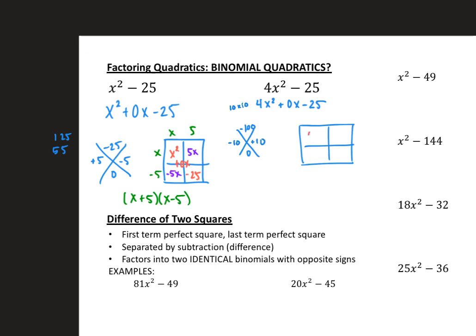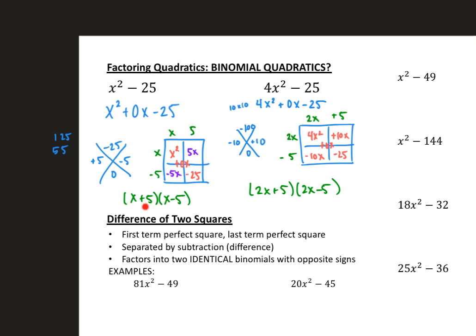So then we have 4x squared plus 0x minus 25. We have positive 10x and negative 10x. And then getting our GCF, so 4x squared and 10x, 2x is our GCF. And then working backwards, 2x plus 5 and 2x minus 5. So our factors are 2x plus 5 and 2x minus 5.